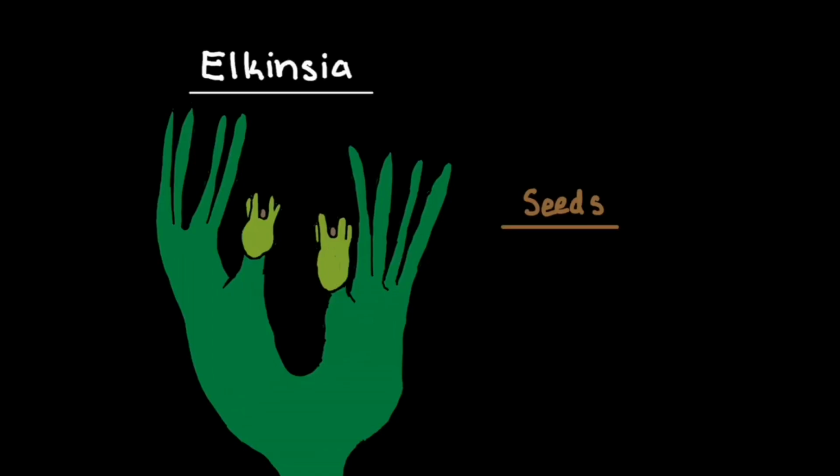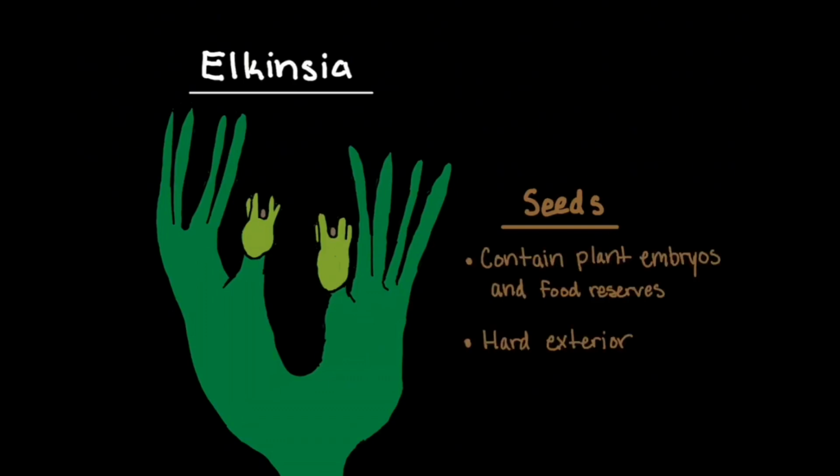The evolution of the seed also occurred at the end of the Devonian. Elkinsia is one of the earliest known plants with seeds. Seeds were more adapted to land than the original spores. Seeds are packages that include food reserves and plant embryos and have an exterior that helps protect them from the environment.